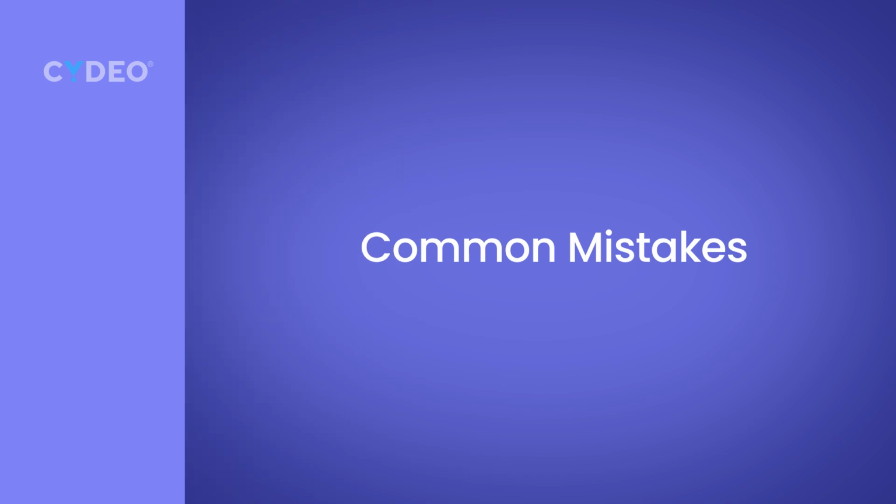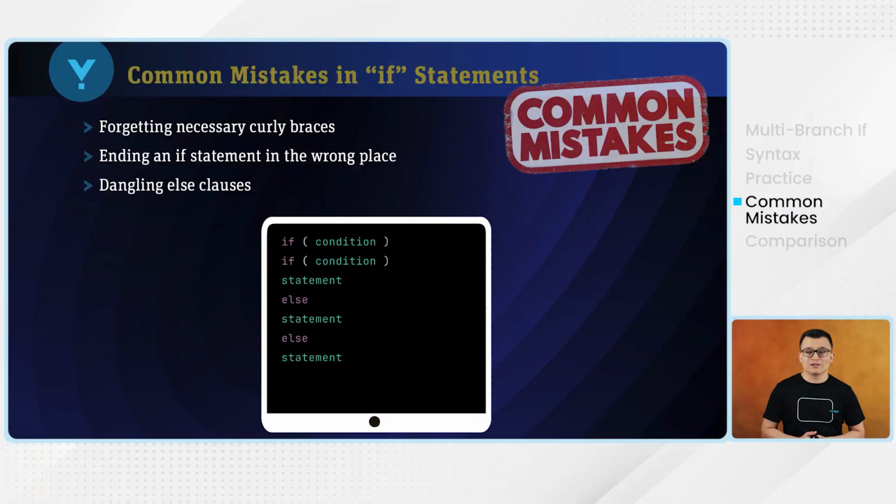And when the students use the multi-branch if, here are some common mistakes that students make. Forgetting the necessary curly braces. That's the very first common mistake that students make. Okay? And ending an if statement in the wrong place. That's also a common mistake. So you have to pay attention to every single indentation, okay? Every single indentation, every single curly brace that you give for each block of the multi-branch if.